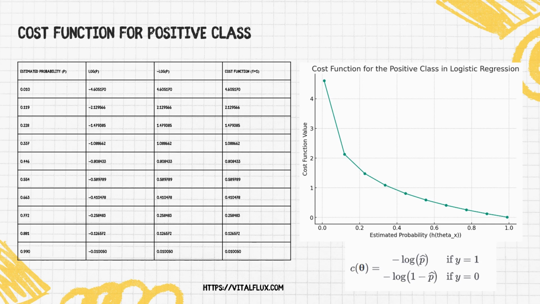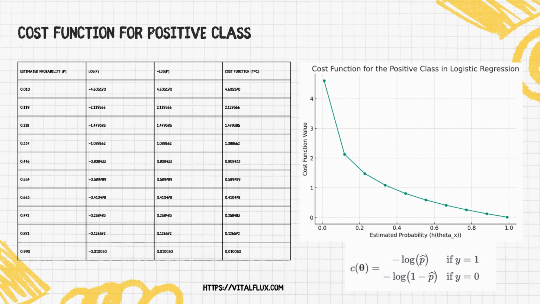So let's go and summarize. We learned how the cost function in logistic regression penalizes the wrong predictions for the positive class. Lower estimated probabilities for the positive class yield a higher cost, as we have seen in the plot. And the cost decreases as the model confidence in the positive outcome increases, as seen in the descending curve representing the cost function.